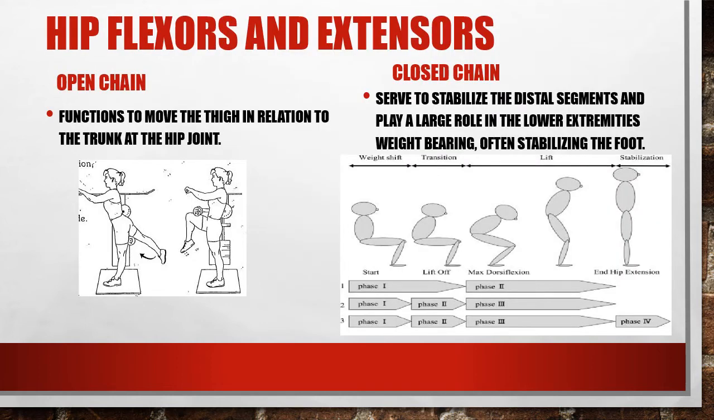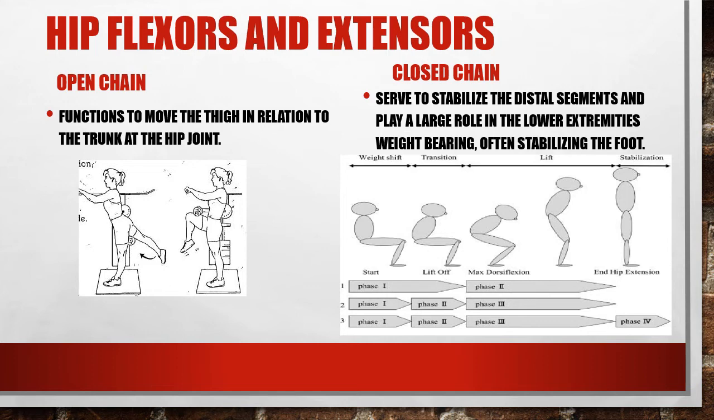So when we look at open chain versus closed chain hip flexion and hip extension, if you look at the image to the left, that image is demonstrating an open chain hip flexion and hip extension. So she's starting in an extended position of the hip and leg, and then she brings her knee up. That's hip flexion. Notice the foot is freely moving distally, so the distal limb is moving, so that's open chain.